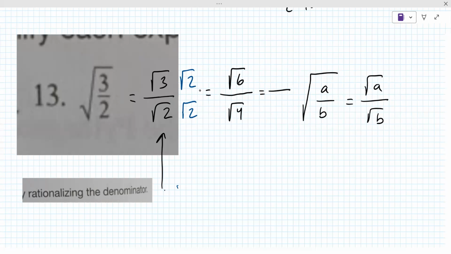What is the square root of 4? That would be 2. What does that reduce to? 2. And then the square root of 6 remains the same. So there's your final answer.